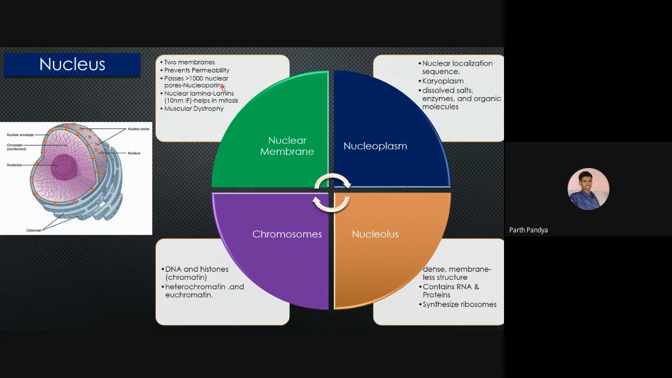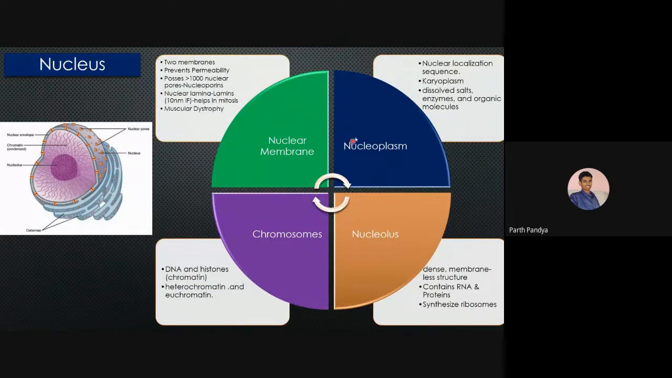It prevents permeability and generally maintains the osmotic gradient. Around 1000 nuclear porins are found. These porins are nothing but pores. They form the pore through which the mRNA and proteins can go out. Likewise, the nuclear lamina or the lamins are found. We'll see in detail what exactly it is. It is the intermediate filament, and if some mutation is there, it leads to a muscular dystrophy type of disease.